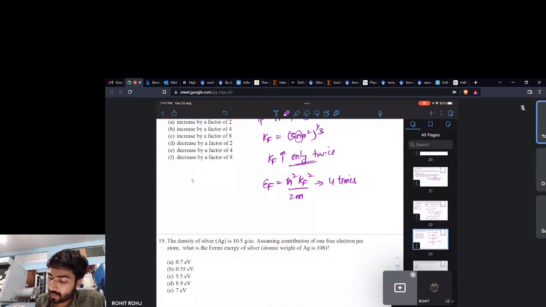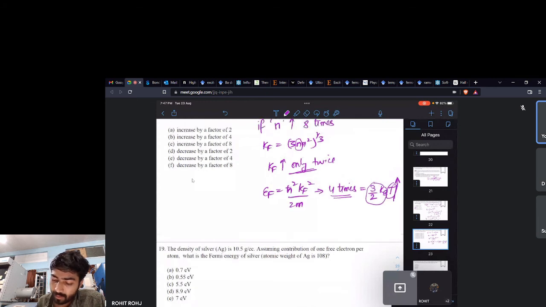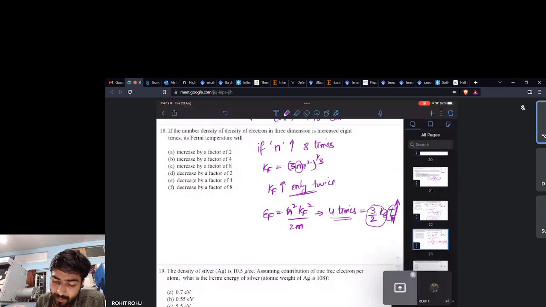and Fermi energy can be equated to the temperature, kBT or 3 by 2 kBT. Since 3 by 2 is a constant, we can say Fermi energy increases 4 times, so temperature must have gone up 4 times. So Fermi temperature, in fact I should write TF here, will increase by a factor of 4, right?